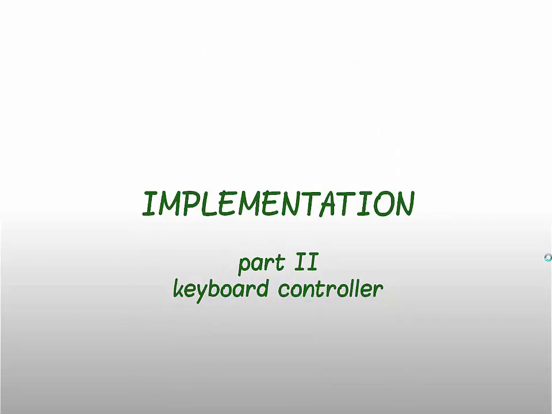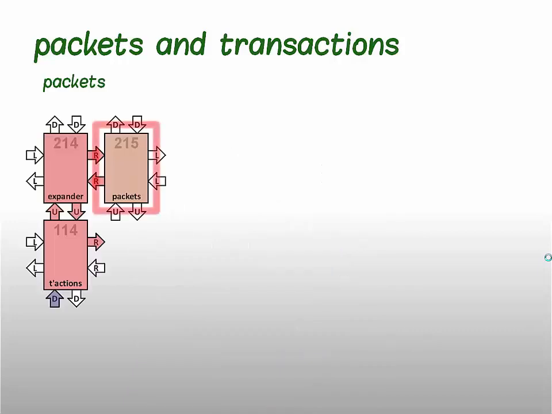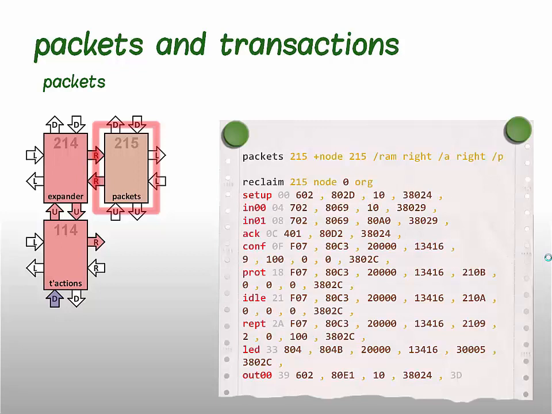Since keyboard controller code is less general, in the following I'll show only the most important features. First, we'll see how packets and transactions are predefined. All packets we need are stored in node 215 in a compact form. There's only data, no code.